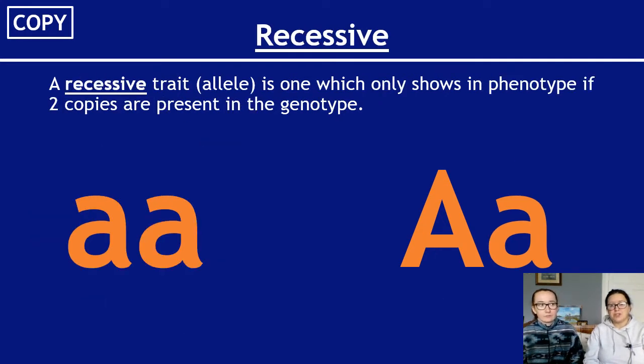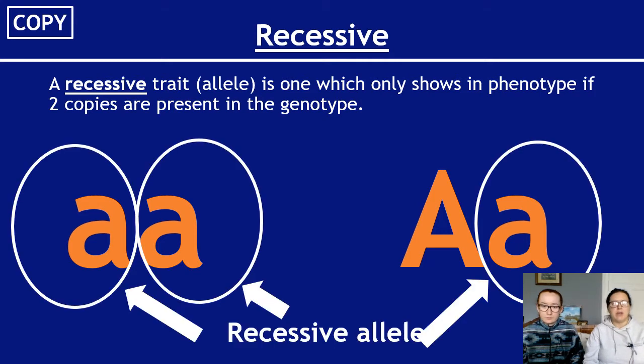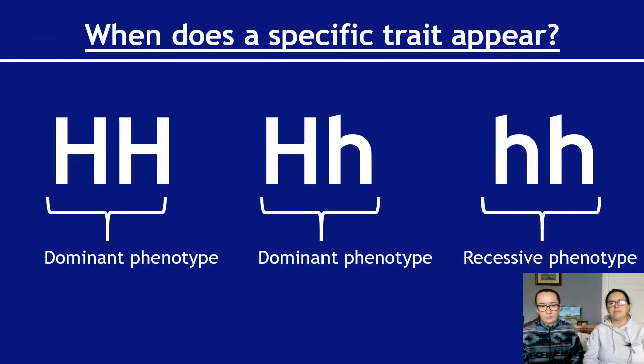A recessive trait or allele is one that only shows if there are two copies present in that genotype. So what this means is if a dominant gene is around, the recessive one is not going to be able to express its phenotype. The thing on the left, the little a, is going to show the recessive phenotype. Whereas on the right, we've got a recessive allele accompanied by a dominant allele. That person, if they had big A, little a, would show the dominant phenotype, but they'd be carrying the recessive allele.